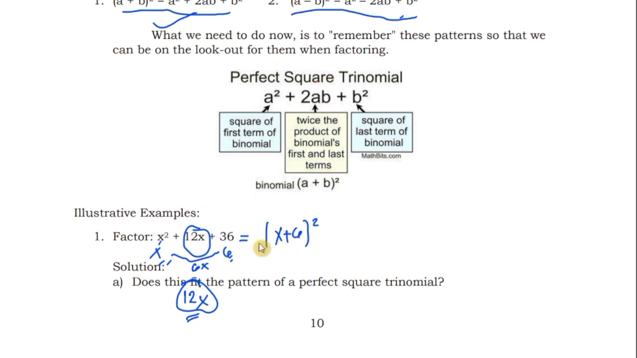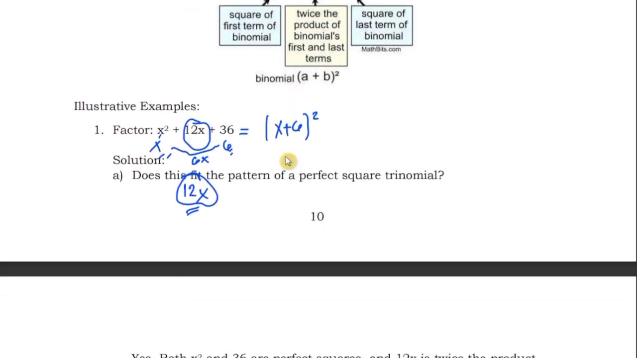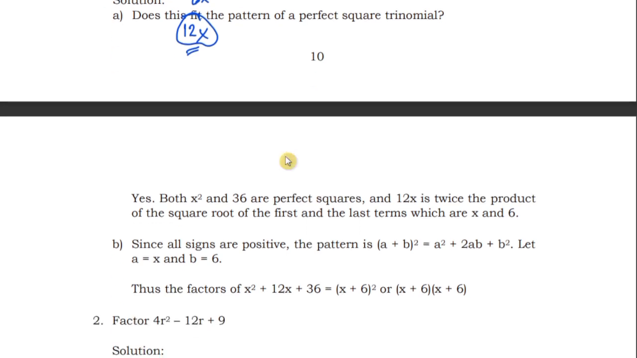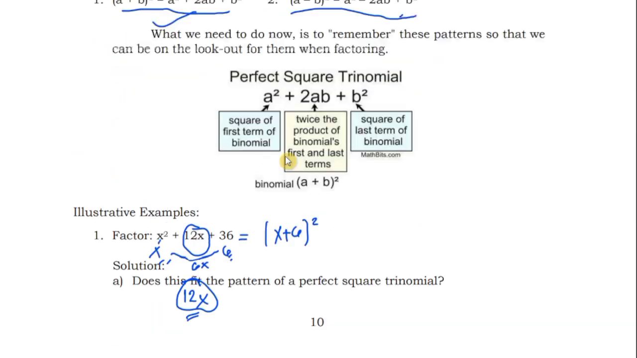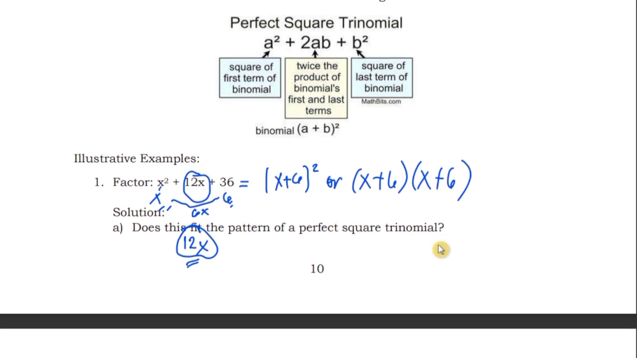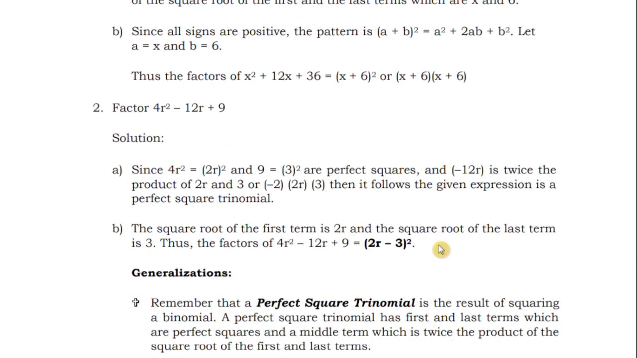That's it. That is how we deal with the given expression as we go on with our checking with respect to how to identify this one. Or in other words, we can write this as x plus 6 times x plus 6. So that is now the answer in how to factor x squared plus 12x plus 36.